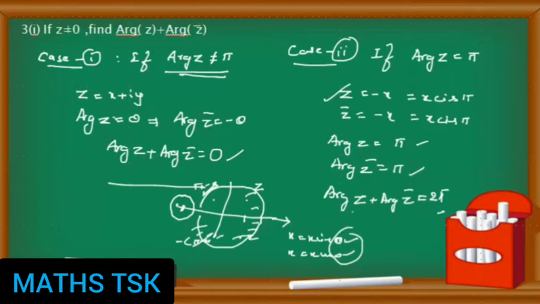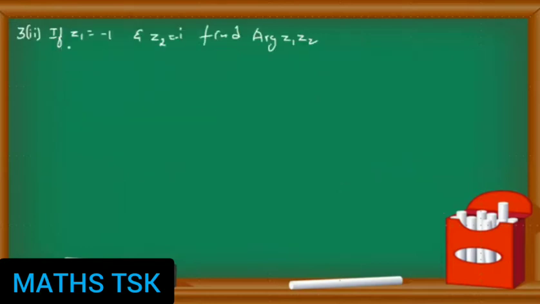Next problem. If z1 is equal to minus 1, z2 is equal to minus i, find arg(z1 z2). What is z1? z1 is equal to minus 1. It can be written as cis pi. Cis pi is minus 1.